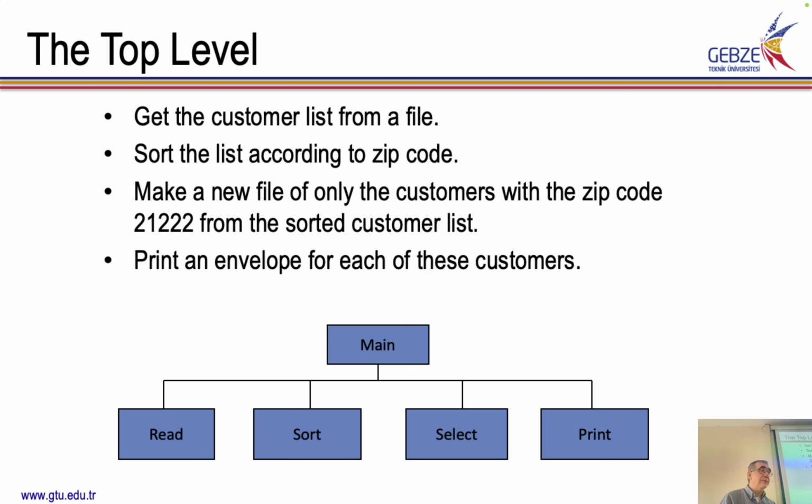Get the customer list from file, sort the list according to zip code, make a new file of only the customers with the zip code. It's a database problem. From the sorted customer list, print an envelope for each of the customers.